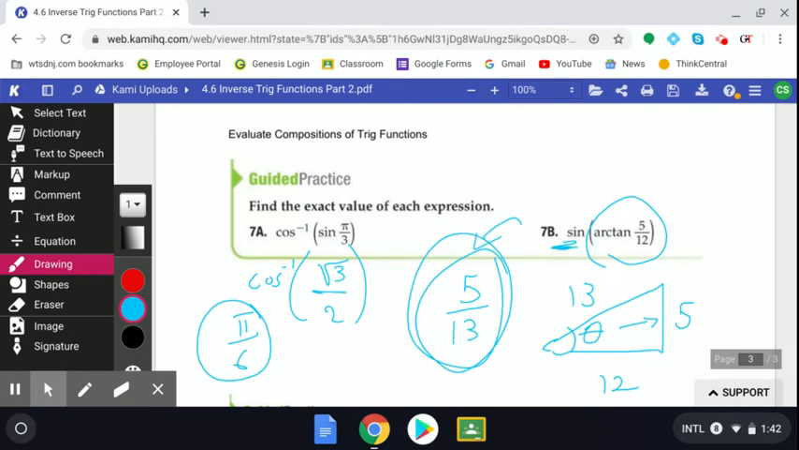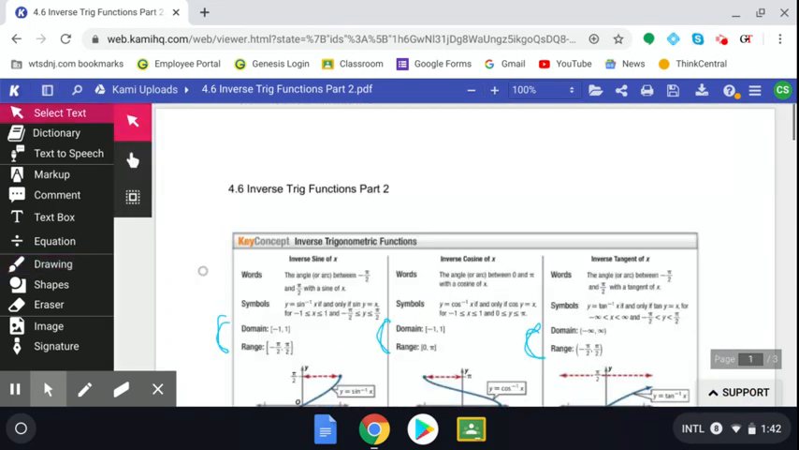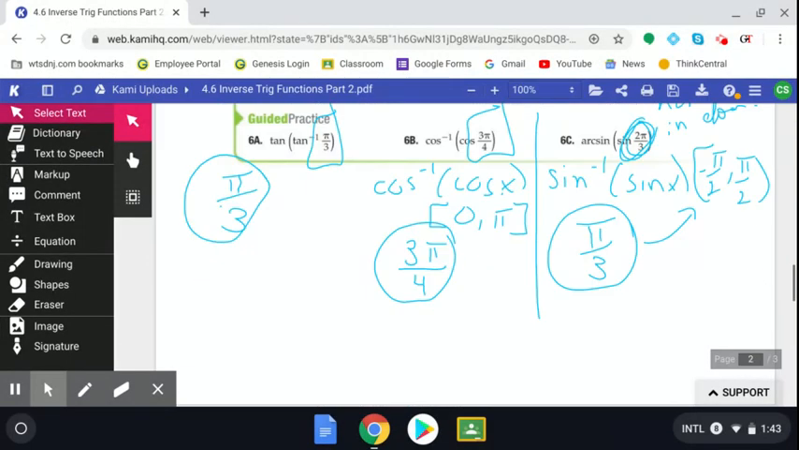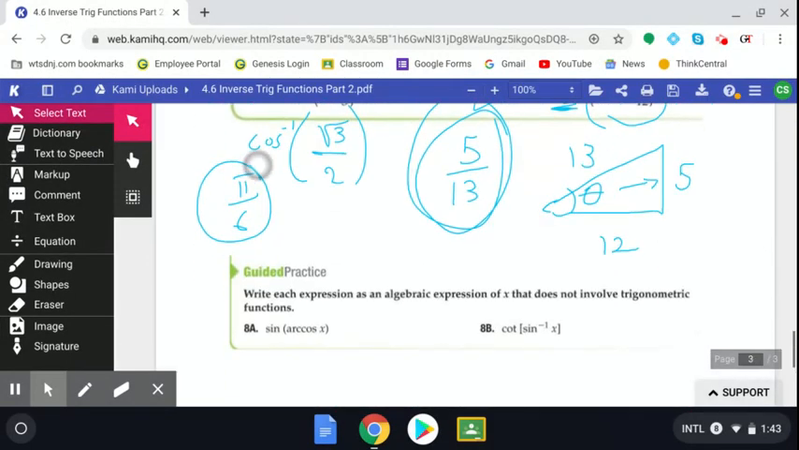I just need to make sure that it is in the domain. But it is, because for inverse tangent, if you look up there, it goes from negative infinity to positive infinity. If you refer back here, the domain of inverse tangent is negative infinity to positive infinity. So it should be good.